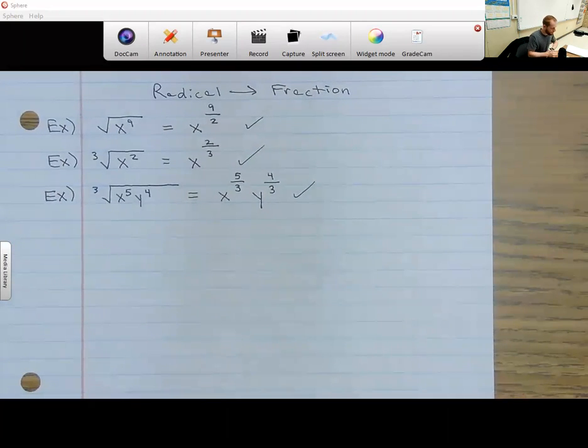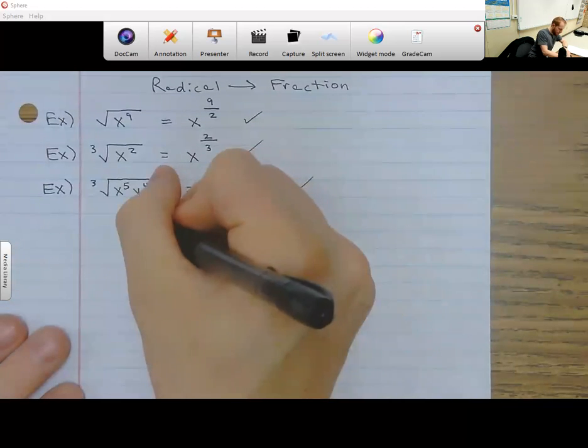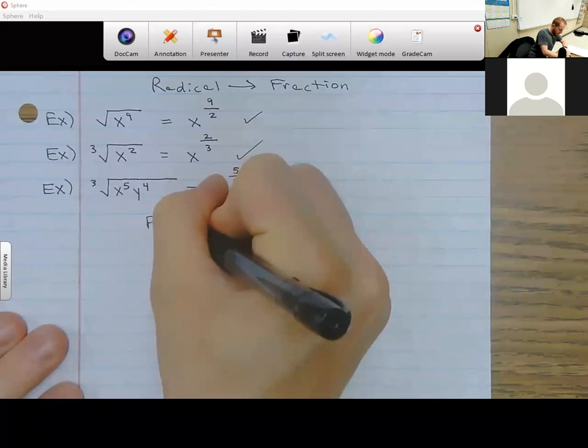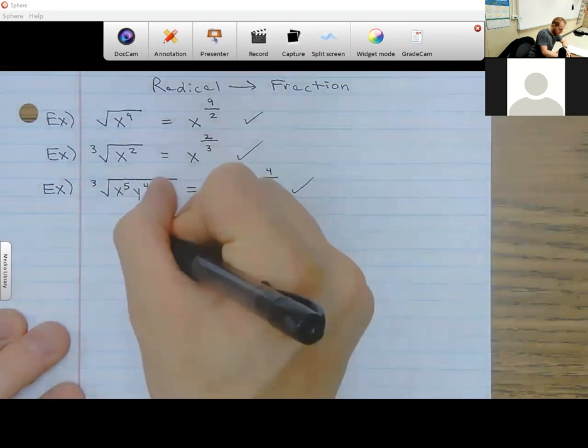Okay. Let's look at a couple of the problem sets. And then we'll do some classwork.